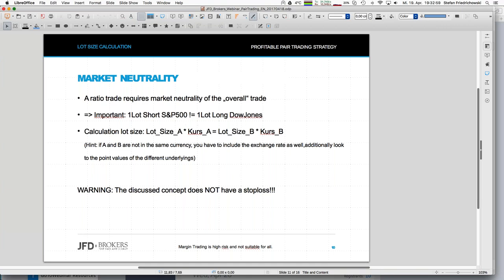If you would, for example, open a trade with seven lots S&P 500 and one lot Dow Jones, one short, one long, that kind of trade would be market neutral in a sense that if both underlyings would increase by, for example, 5%, then the trading result would not be affected. Let me make the remark here that that kind of consideration is only valid if both underlyings have the same currency. For example, if you want to have a pair trade between FDAX and S&P 500, then the exchange rate euro-US dollar has to be involved as well, because S&P 500 is priced in US dollar and the FDAX in euro.